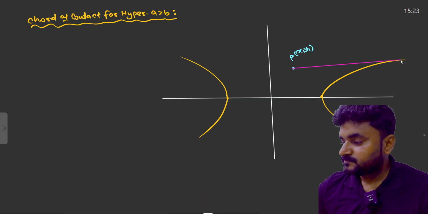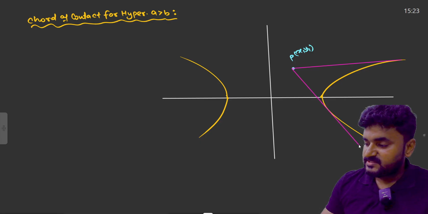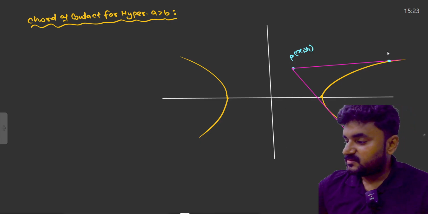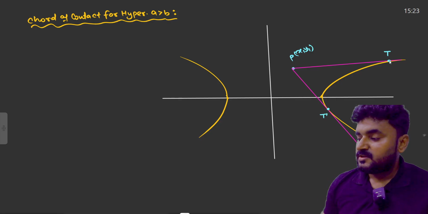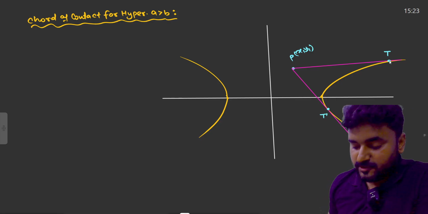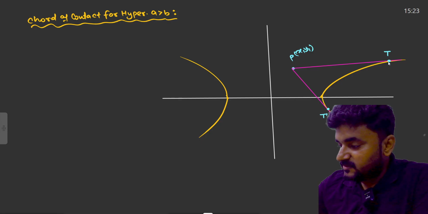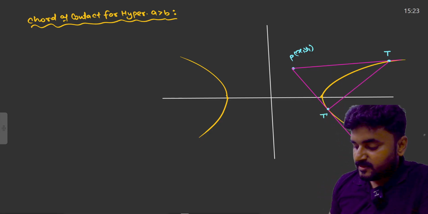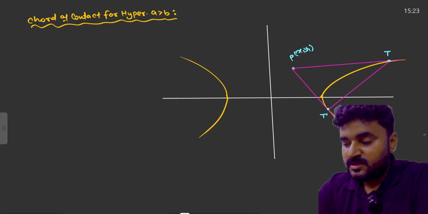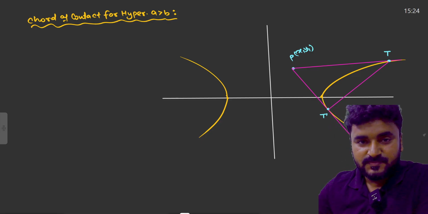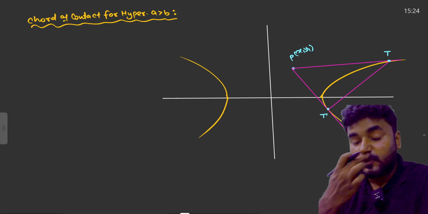Suppose this is your first tangent, and this is your second tangent, T and T dash. So the definition is: if from an external point we draw two tangents on the hyperbola, then the line joining the points of contact is called the chord of contact.